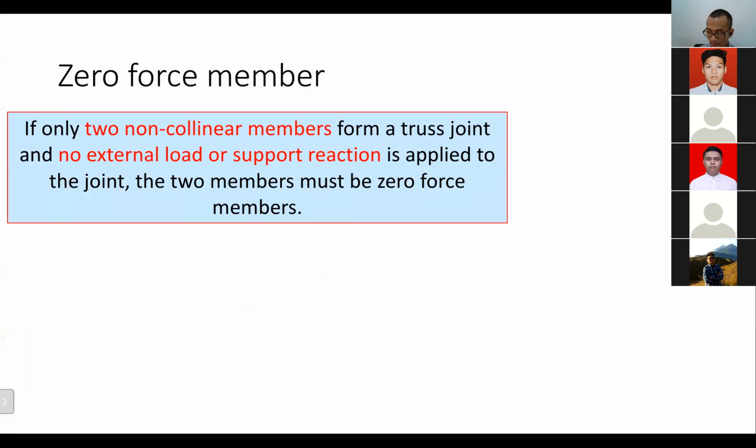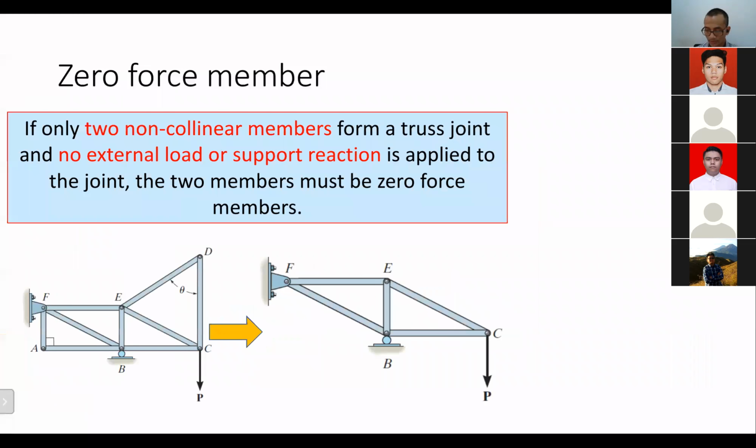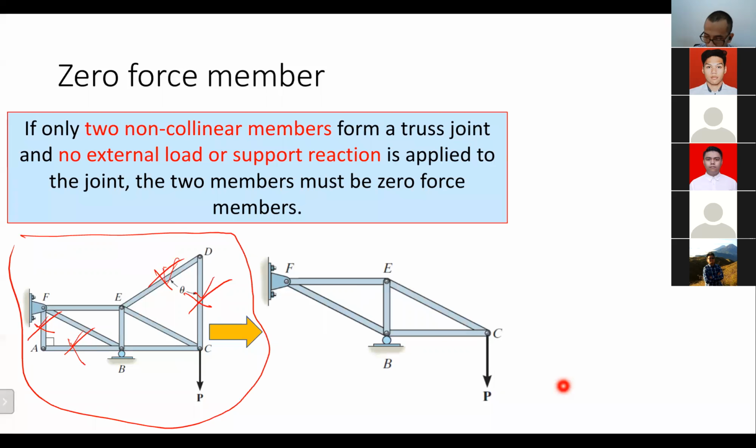Okay, so basically, just now, because those four are zero force members, we can delete these members, so we don't have to analyze them in our analysis. That's why we can simplify this structure into this.